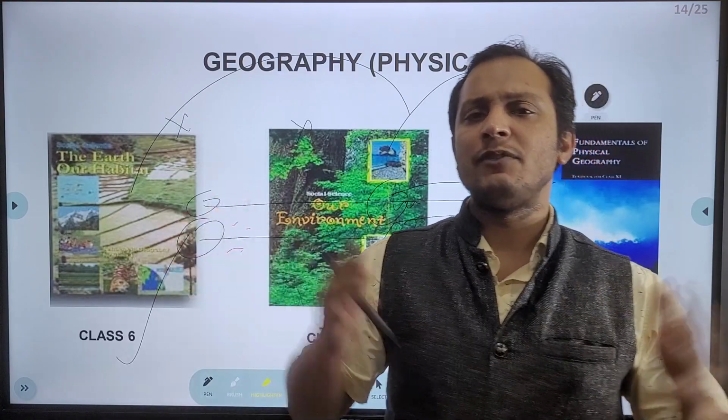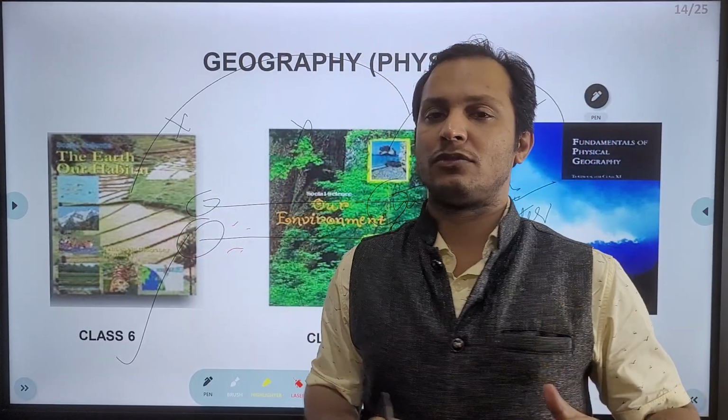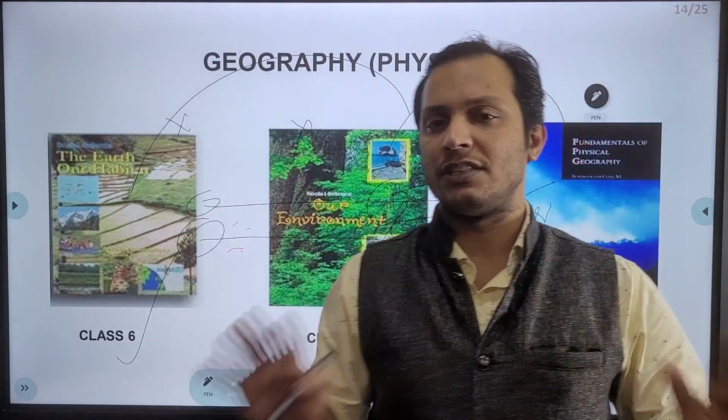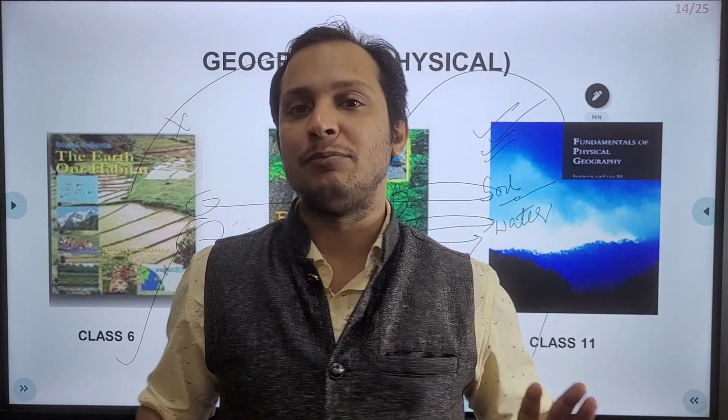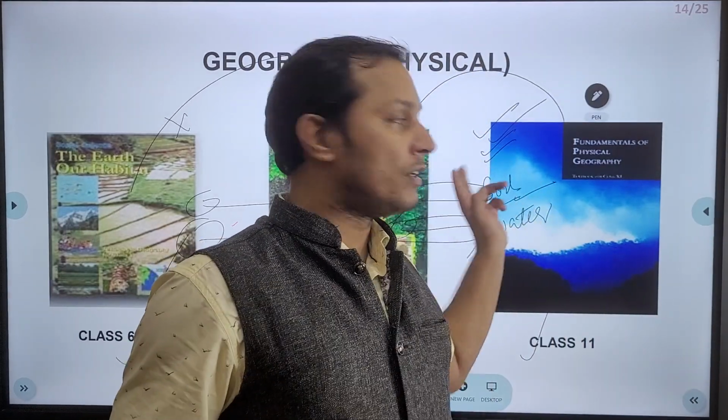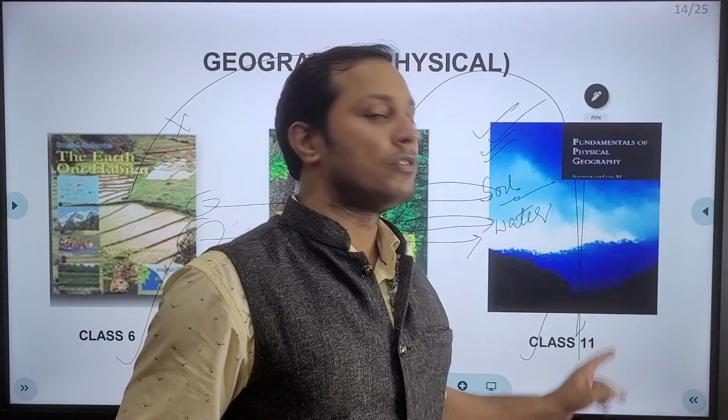Otherwise, a lot of time will be wasted revising all these books. Revising all these books is not essential. Reading them is important, and jotting all their points into this book and then revising only this book.